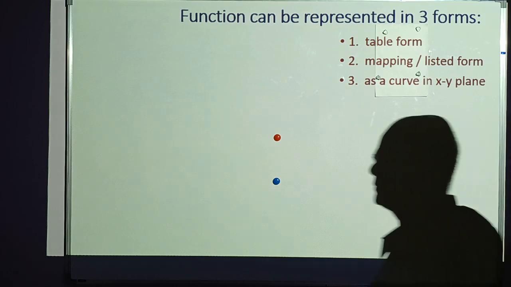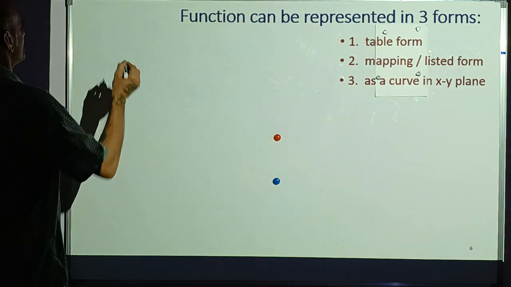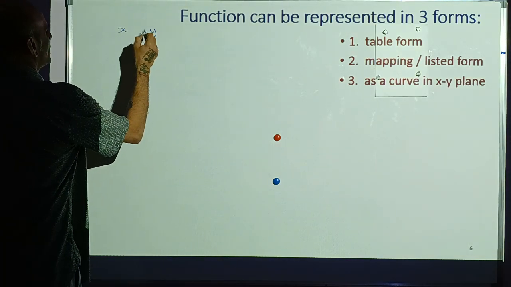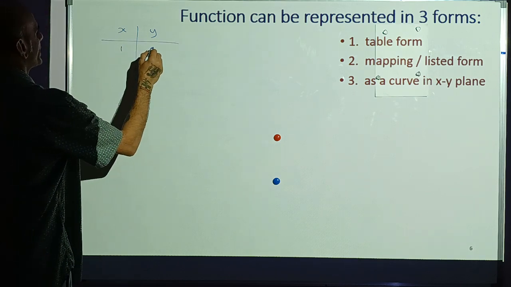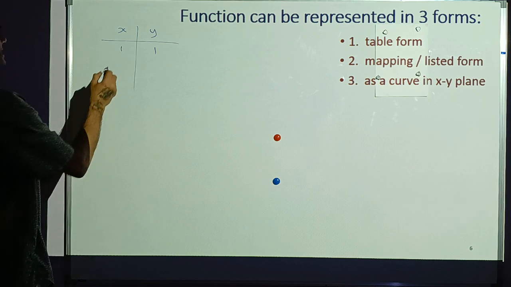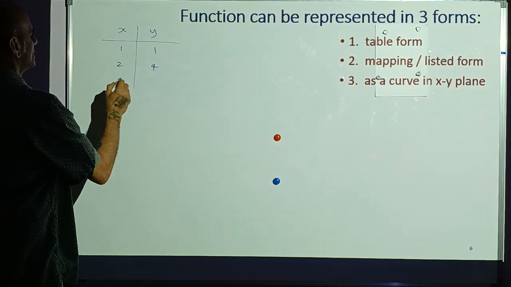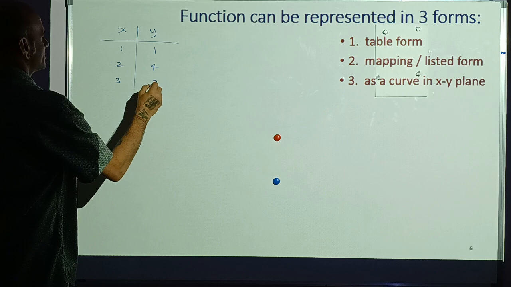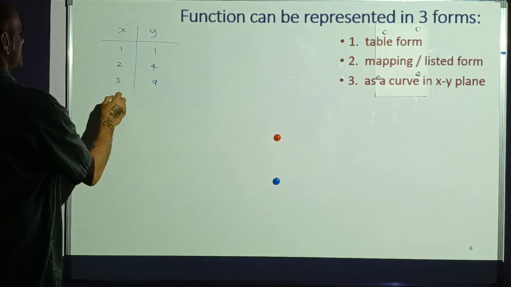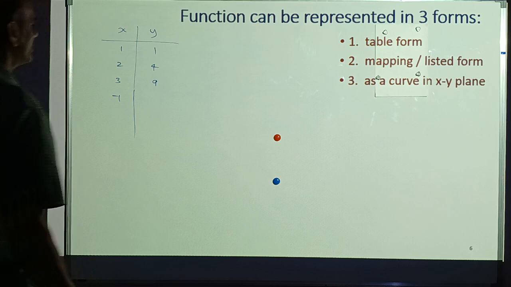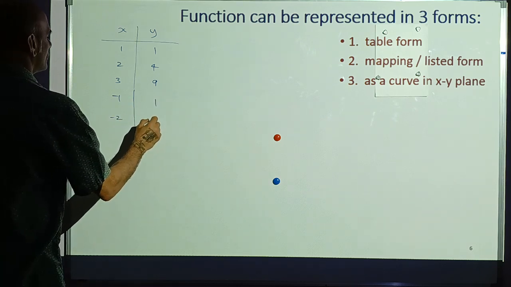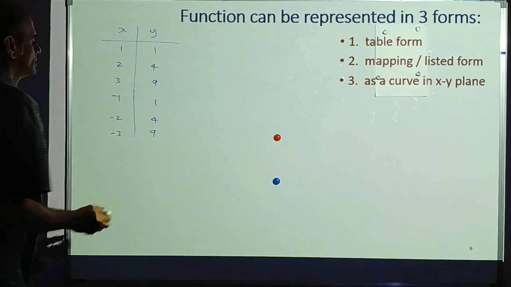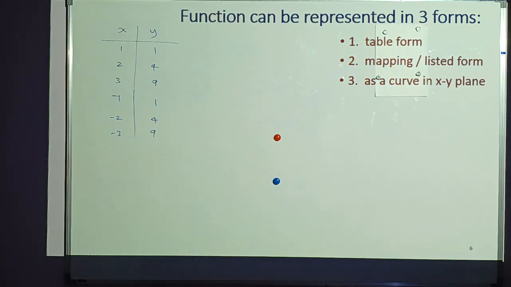A function can be represented in different forms. It's basically a relation between the two variables x and y. So when x takes some value, for example 1, y can take value 1. When x takes value 2, it can be 4. This is just an example. x 3, y 9, and say minus 1, 1. X can be any real number, y is also any real number. Minus 2, 4, minus 3, 9. So for given value of x, the value of y is known by using the table.